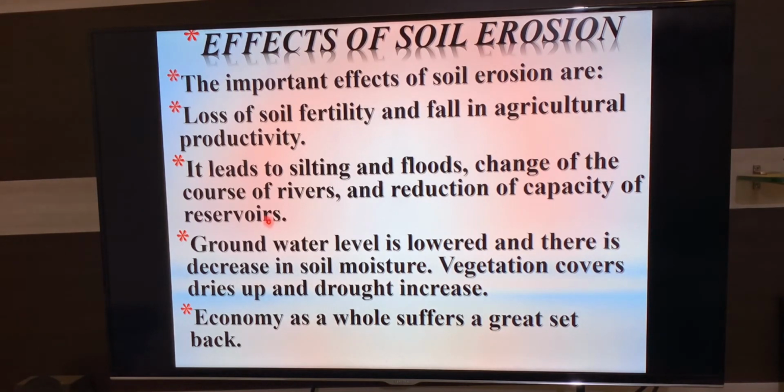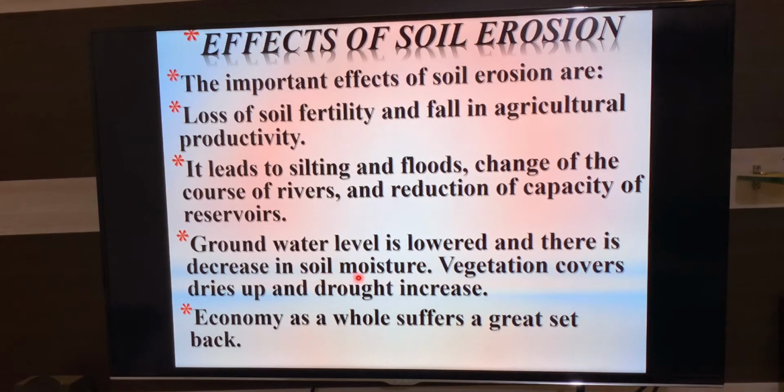So in the second point, we learned that due to soil erosion, there is silting and flood, it changes the course of rivers, and reduces the capacity of reservoirs. The water stored in the reservoir will be less due to soil erosion. Next, groundwater level will be reduced due to soil erosion, and the soil will start losing its moisture. So there is a decrease in soil moisture.